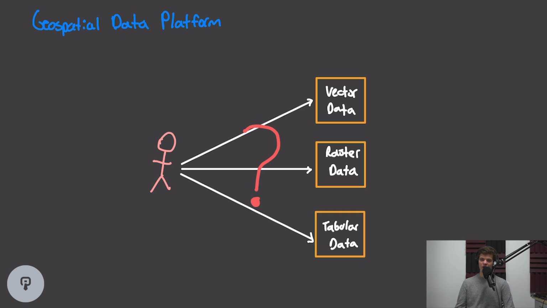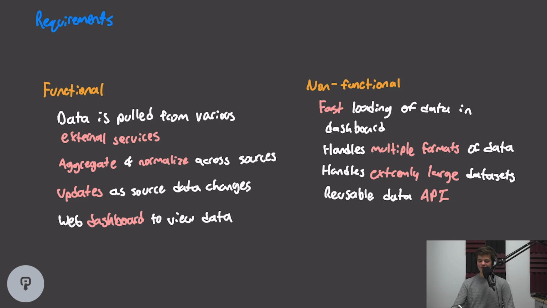So the system that we want to build is something that's going to allow our user to access these types of data in a consistent format and in a way that's easily accessible and fast. Before we dive into the actual design of the system, let's first take a look at some requirements. In terms of functional requirements, we're going to have some data that we want to pull from various external services. These external services are going to store all the data that we're going to be manipulating, and we want our system to support a wide variety of these services.